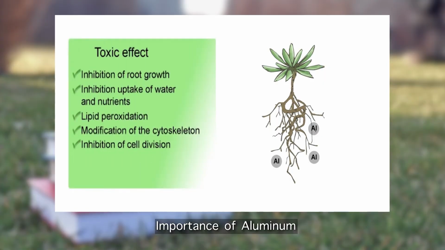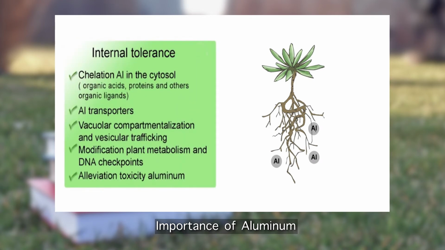But aluminium in excess can actually cause some toxic effects, and that will include inhibition of root growth, and it will block water and nutrient uptake. There will be more lipid destruction in the form of lipid peroxidation, and also there might be some inhibition of cell division. But aluminium normally is tolerated because it is chelated, it is useful for aluminium transporter activation, it modifies plant metabolism, and sometimes it also acts as DNA checkpoints during cell division.